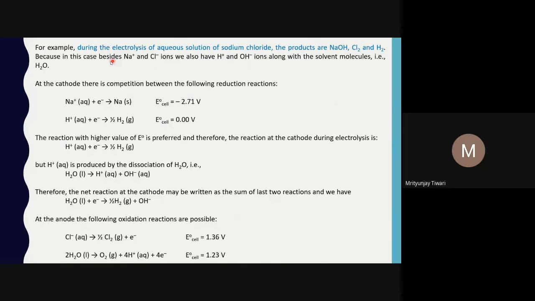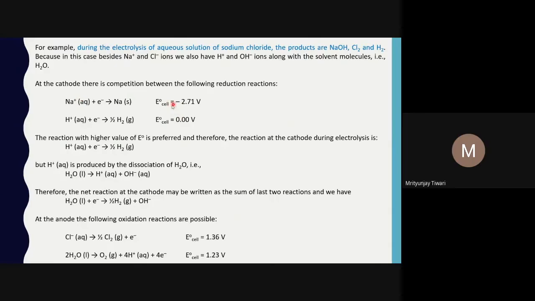Because in this case, besides Na+ and Cl- ions that I have just said, we also have H+ and OH- ions along with the solvent molecules. The solvent is what? The water here, because it is the aqueous solution. So at the cathode, what are the possible reactions that may happen? At the cathode, Na+ ions will be reaching and H+ ions will also be reaching.